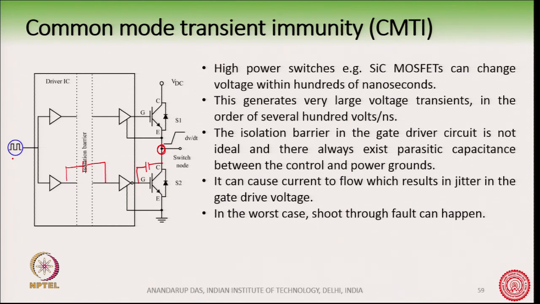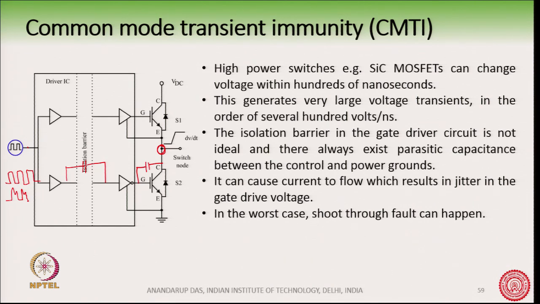Okay. So, because of this there will be noise and jitter on the control side, on the gate drive voltage. So, this voltage here, instead of having a perfect pulse, you will see that the pulse shape is getting deteriorated and it has jitter in the gate drive voltage, and in the worst case it may happen that there may be a shoot through fault.